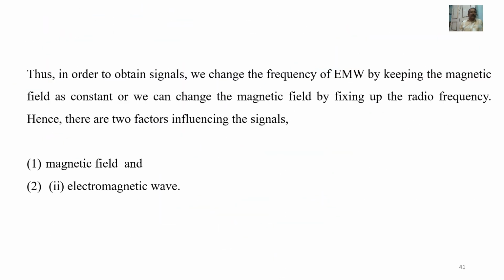Thus, in order to obtain signals, we change the frequency of electromagnetic waves by keeping the magnetic field constant, or we can change the magnetic field by keeping the radio frequency constant. Hence, there are two factors influencing signals: one is the magnetic field, and the other is the frequency of the electromagnetic wave.